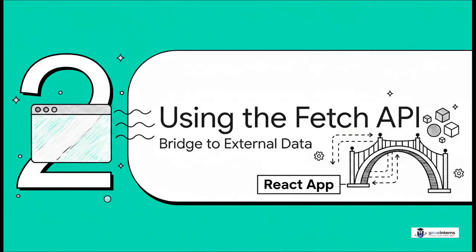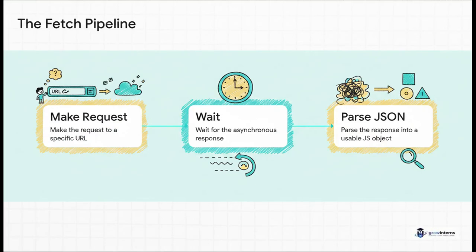Moving on to part two, using the Fetch API. This is your ultimate bridge to external data. And this brilliantly illustrates exactly how we cross that bridge. We rely on a built-in browser tool that operates on three core mechanics. First up, you make the request to a specific URL. Second, since the internet isn't instantaneous, we all know that, you wait for the response to come back. And third, you parse it. Usually this means turning a raw JSON string into a usable JavaScript object. It's a really clean, asynchronous pipeline.